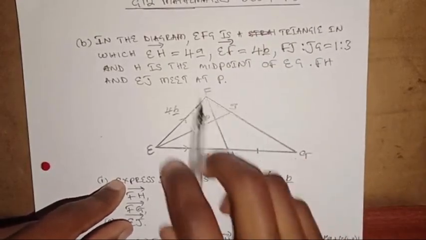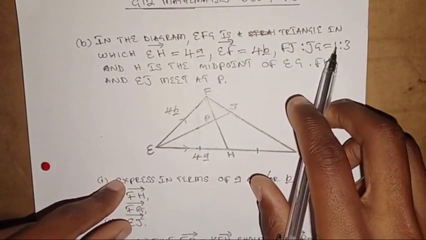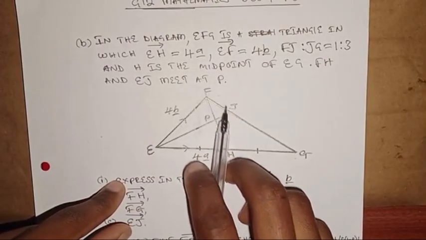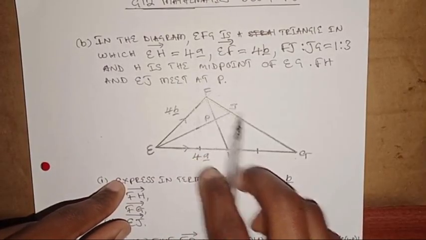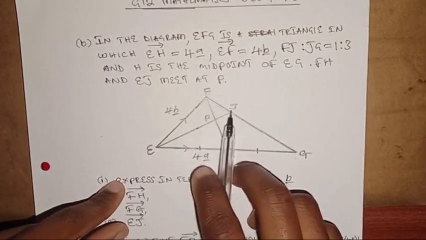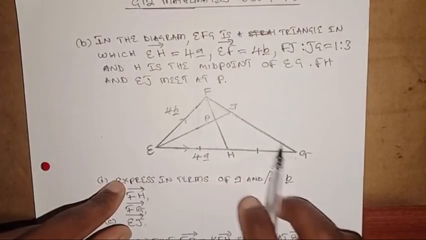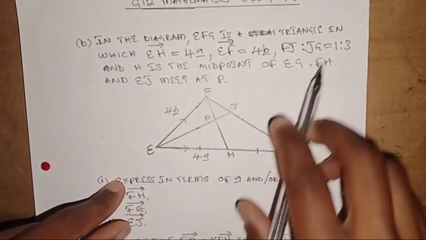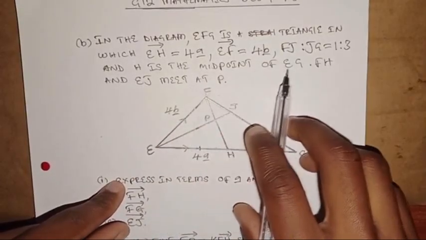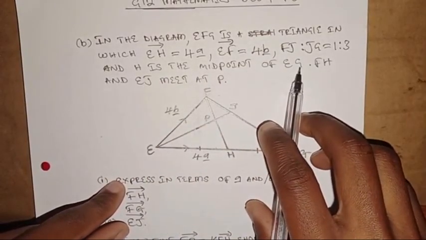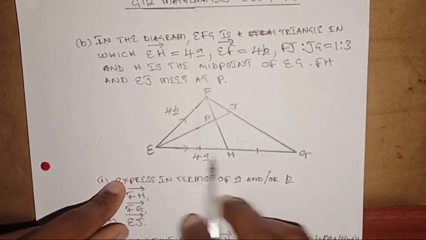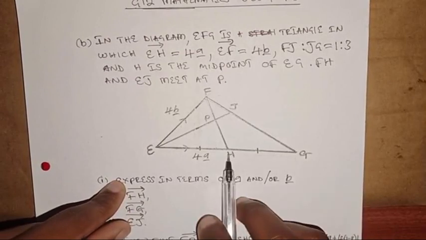So as you can see, these are just ratios. So what they're simply saying here is that FJ is 1, whereas JG is 3. Okay, so the distance here is 1, then the distance here is 3. So that's what they mean. These are just ratios. And H is the midpoint of EG. Okay, H is the midpoint of this whole entire length. So this is the middle.